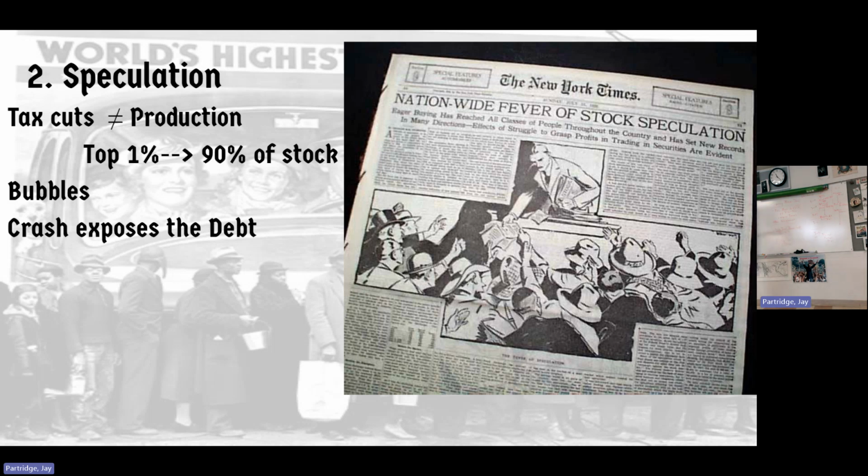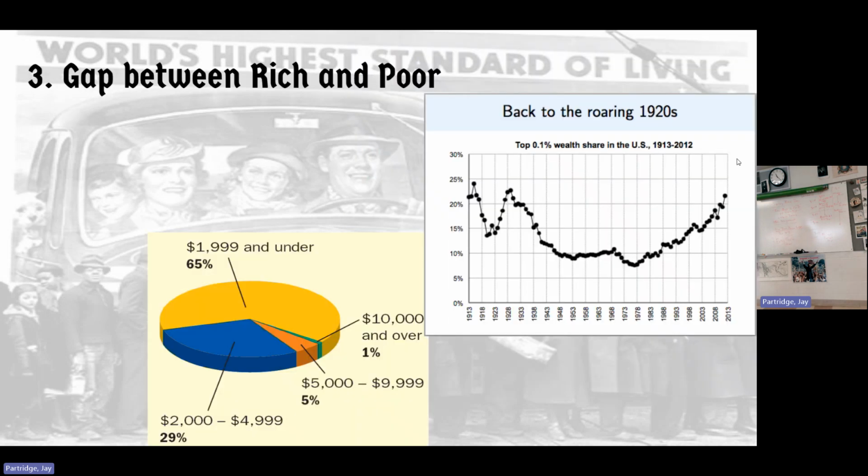And so here I like this nationwide fever over stock speculation. They knew it was going on. But nobody was either willing or understood what to do. And that leads to another big thing, the gap between the rich and the poor. Wealth inequality. What's the name of the economic system of the 1920s? And that was the goal of trickle down. Today we would say supply side. And that was the goal, put money in people's hands.